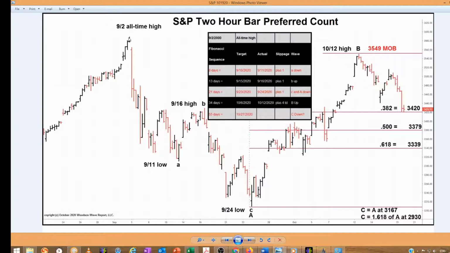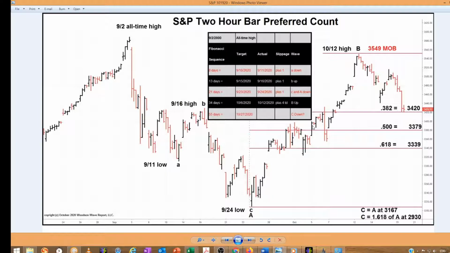Okay, so there's our 9.2 all-time high, and there's a 9.11 low. So we've got this as an A, B, C correction, and that's wave A. Within that, you can see our Fibonacci time spiral here. We were looking for a turn date 8 Fibonacci days later on 9/10. It actually bottomed on 9/11 with a slippage of plus 1 day. Then we look at the next turn, and they're alternating high, low, high, low. The next would be a high on 9/15, and it happened within 1 day of slippage on 9/16. Then we were looking for a low on 9/23, and we got it, Fibonacci 1 day slippage later on 9/24.